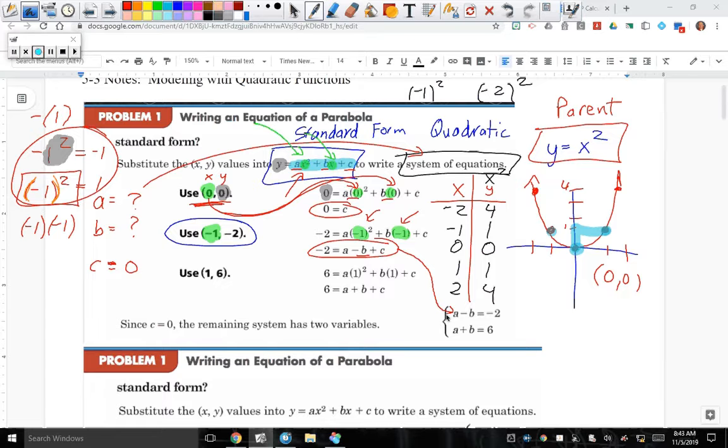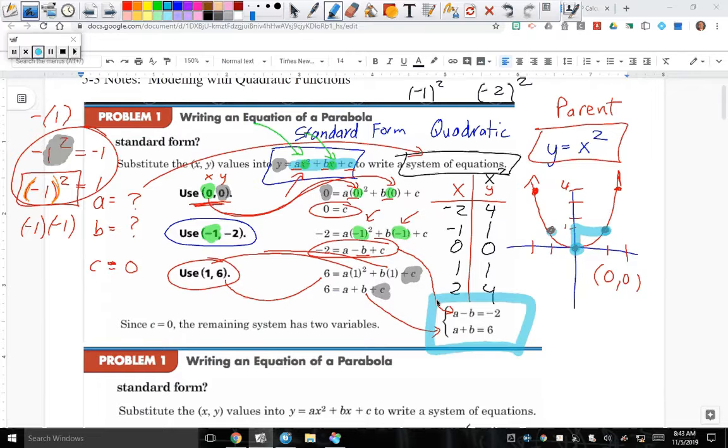You with me? So for the next one, when we use 1 and 6, we're going to put 1 in for x. We're going to put 6 in for y. We get a plus b plus c. And again, we know c is 0. So if c is 0, it's like you don't even have to write it in order to get your system of equations that you have right here.